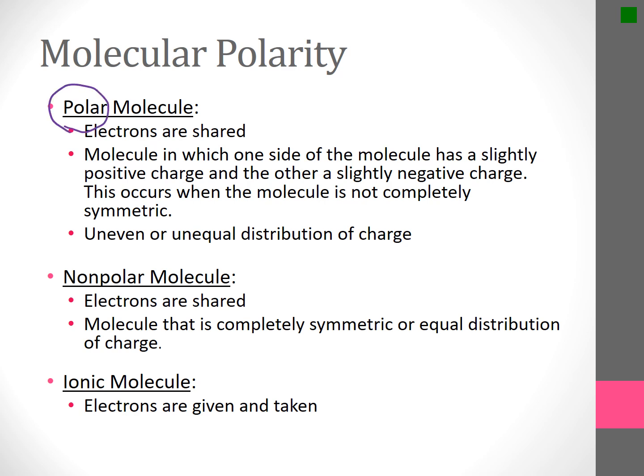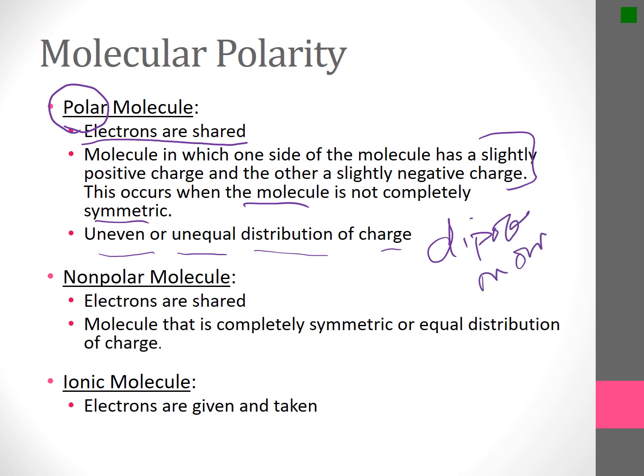One is that it is polar, which means that our electrons are shared. Okay, so we do have some sharing, it's not a give and a take, but one side of the molecule has a slightly positive or slightly negative charge. And this is because the molecule is not completely symmetric. So there's an uneven or unequal distribution of charge, which we call a dipole moment. Okay, a dipole means that there are two poles, so it's got an unequal dipole moment.